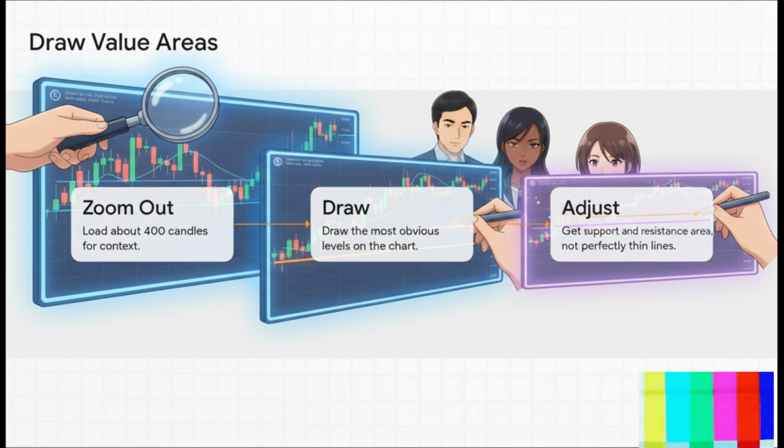Just follow a simple step-by-step walkthrough. First, zoom out. You need historical context, so load about 400 candles on your screen to see the big picture. Second, draw the most obvious levels. And here's a pro tip. If you have to squint and force a line to fit, it's not a real level. Keep it incredibly obvious. Third, adjust your line to get the maximum number of touches across the historical price action. Remember, support and resistance are dynamic, psychological zones, not perfectly thin, unbreakable glass lines.